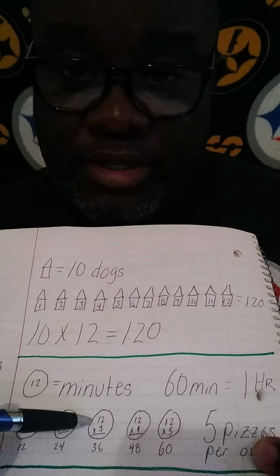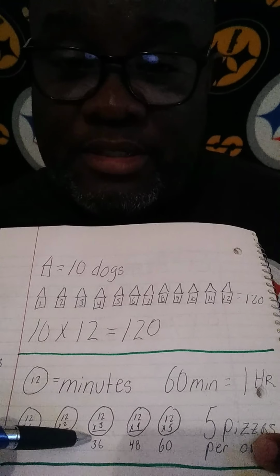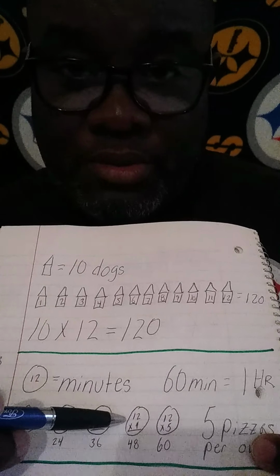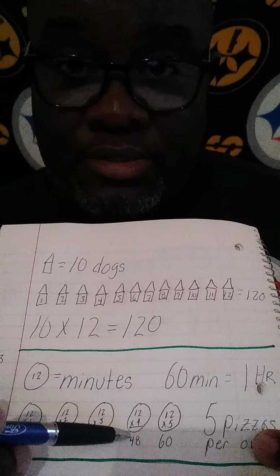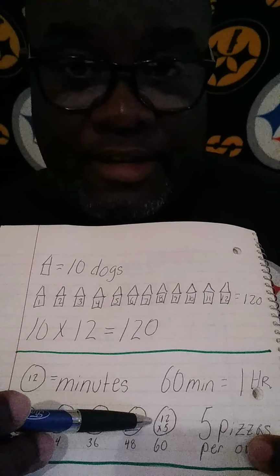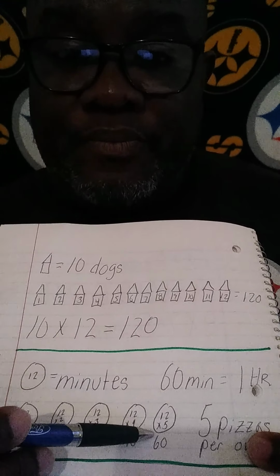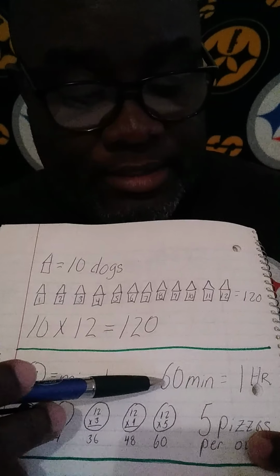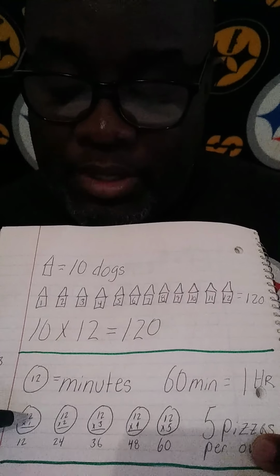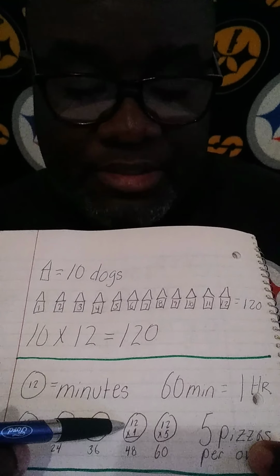12 times 3 is 36. So now we have 3 pizzas. 12 times 4 is 48. So now we have 4 pizzas. And then 12 times 5, I got 60. And we said there's 60 minutes in 1 hour. So in 1 hour, we can bake 5 pizzas per oven.